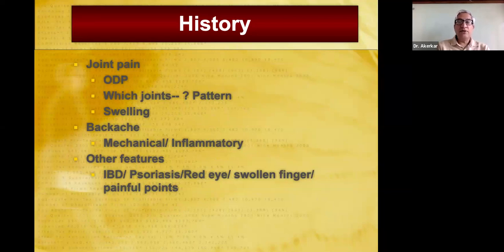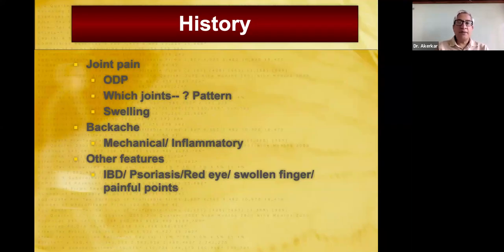And lastly, you should not forget in the history about the other features of spondyloarthritis. What are the other features? Inflammatory bowel disease. We just saw inflammatory bowel disease related arthritis also falls in this group. So you have to look for history suggestive of inflammatory bowel disease, which will include recurrent loose motions, abdominal pain, mucus in stools, and at times blood in stools.